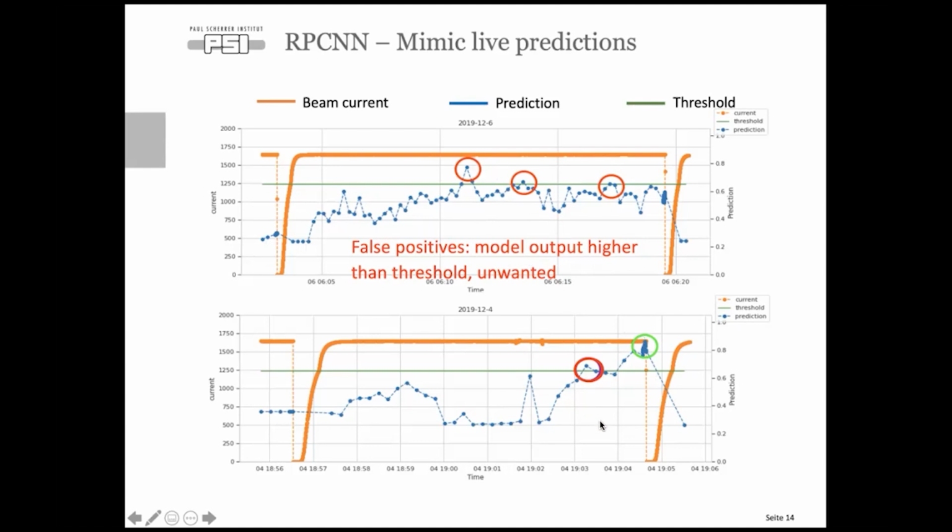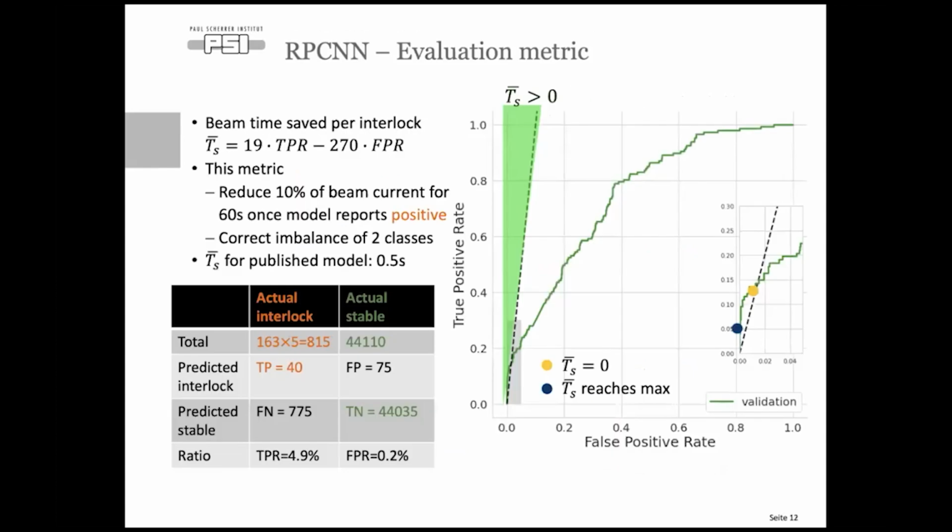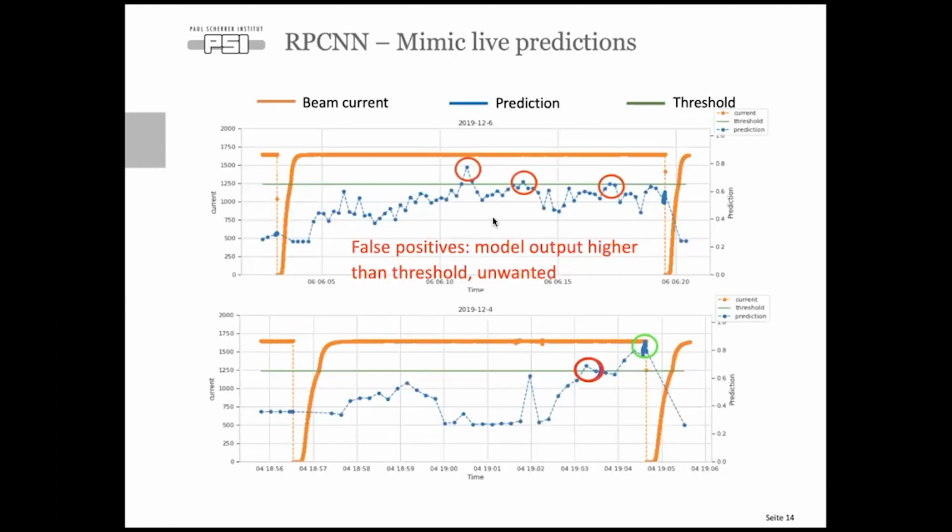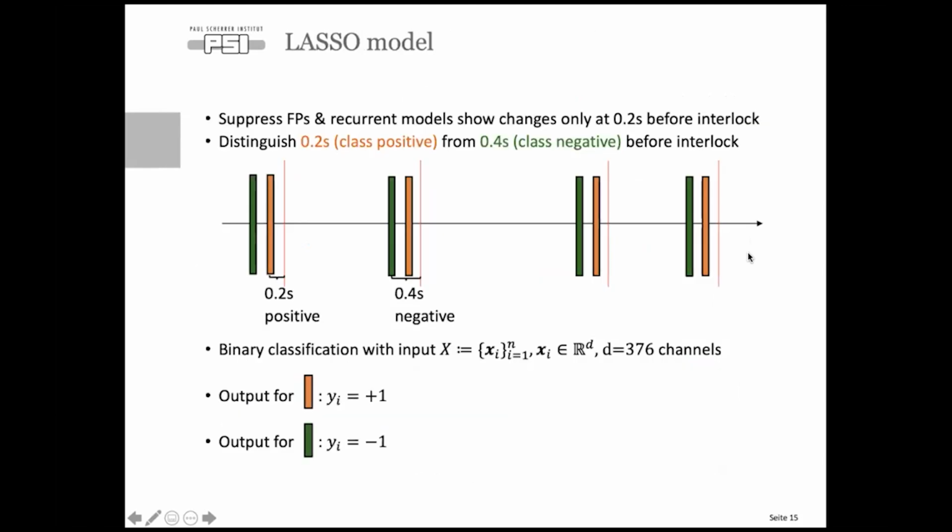Based on some other analysis, we find that this RPCNN model, although it works and saves beam time by 0.5 seconds per interlock, has the main problem of a lot of false positives, and we want to avoid that. So then we try to find a way to suppress the false positives.